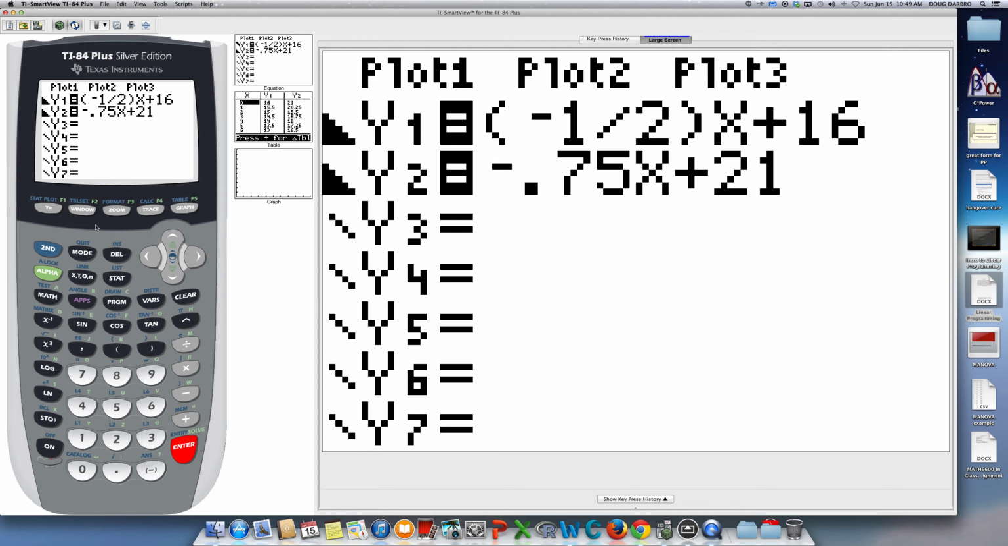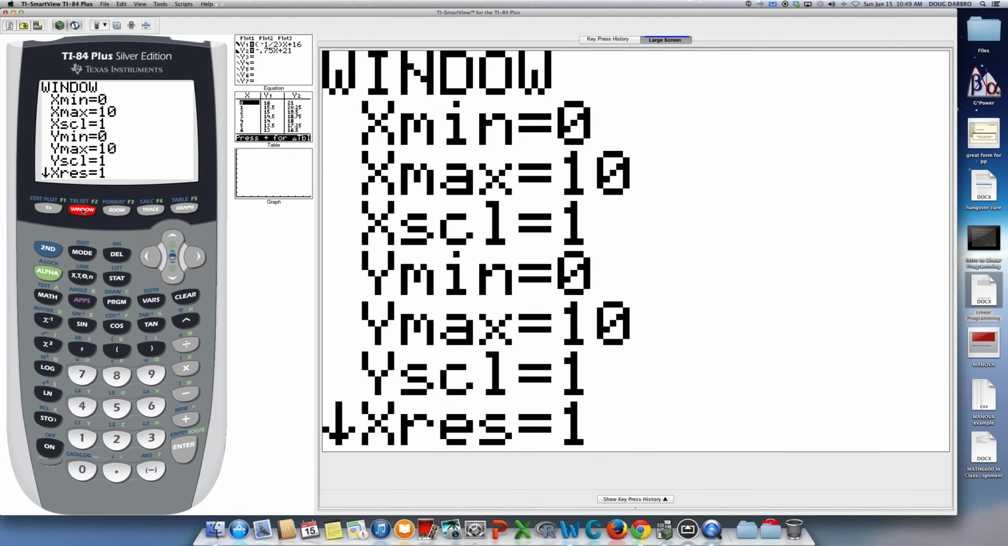Okay, now I've got to come in and think about the window. Guys, a lot of students, I had a buddy one time, he said, I hate math. And I'm like, why? He said, it takes too long. Well, I guess. But to do it right, you just got to think about some things.